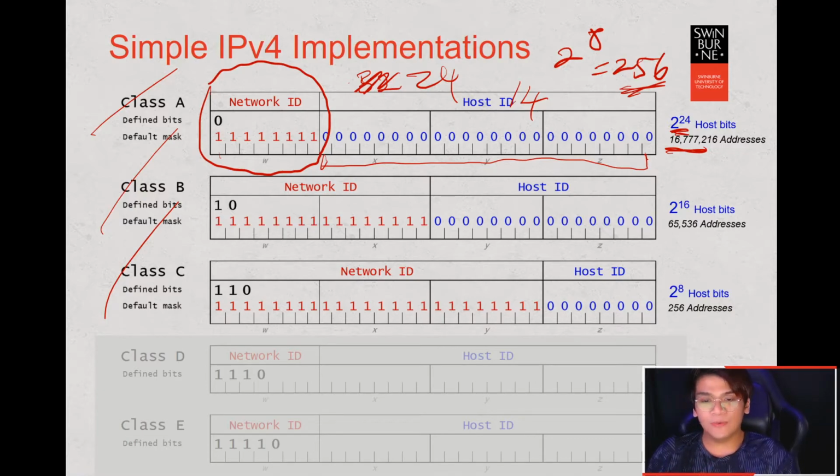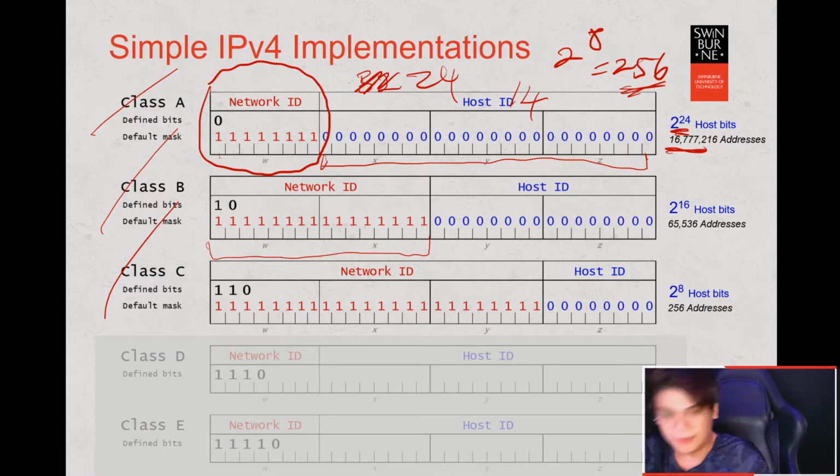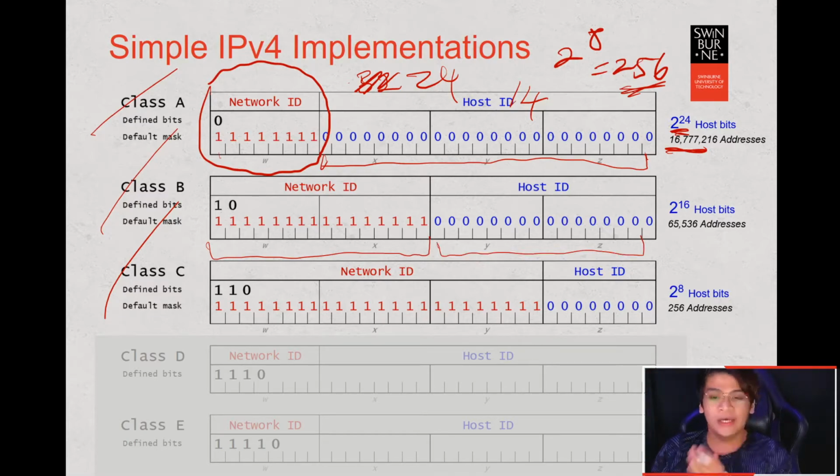Class B network had 16 network bits over here and 16 host bits. You could purchase one of over 65,000 networks and have over 65,000 addresses each. Swinburne actually got one Class B network.